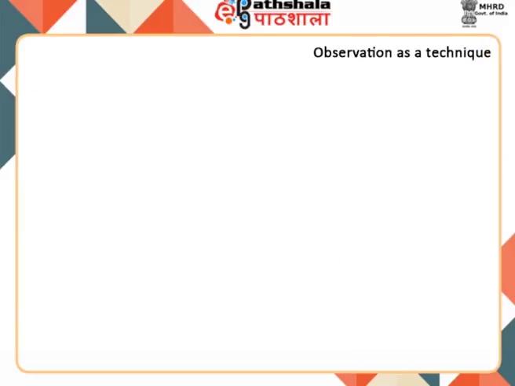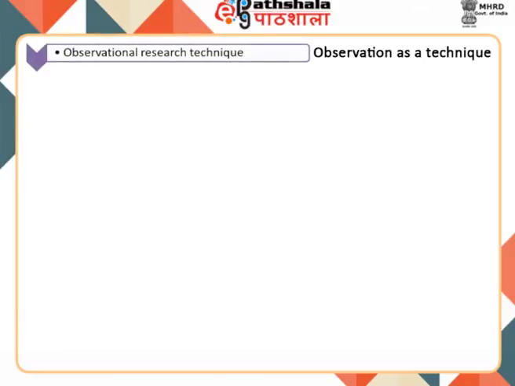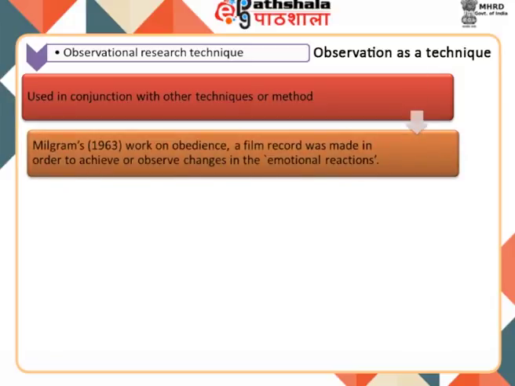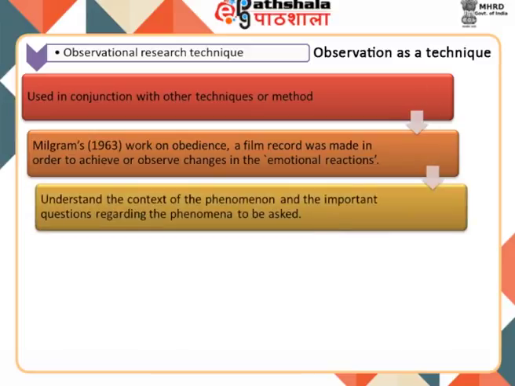Observation as a technique. Observational research technique is used in conjunction with other techniques or methods in the process of carrying out a research. Observation may be used in traditional experimental design, as in Milgram's work on obedience, where in addition to mechanical recordings of the participants' responses, a film record was made in order to observe changes in the emotional reactions. In exploratory research using any method, observation as a technique can be used to understand the context of the phenomenon and the important questions regarding the phenomena to be asked.